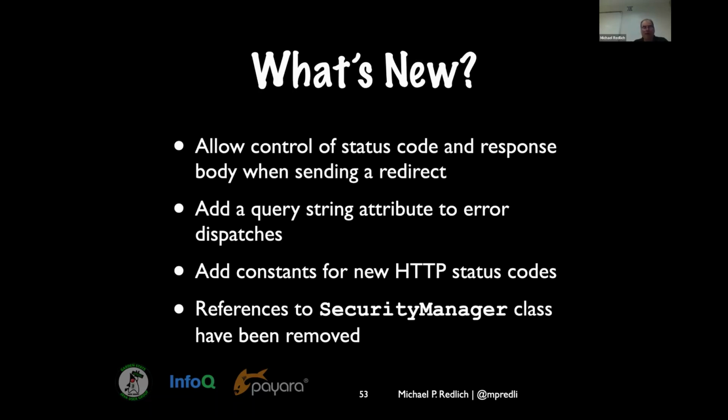Let's see. All right. Allowing control of status code and response when sending a redirect. I have to admit that I'm using some notes here. So there's support for additional status codes, the 200, 400 and all those, right? There'll be support for 301, which is moved permanently, 302, which is found, and 303, which is see other, all right? A query string attribute to error dispatches, and then allowing constants for new HTTP status codes, which has to do with the Internet Assigned Numbers Authority, or IANA. All right, so there's going to be support for some of those.